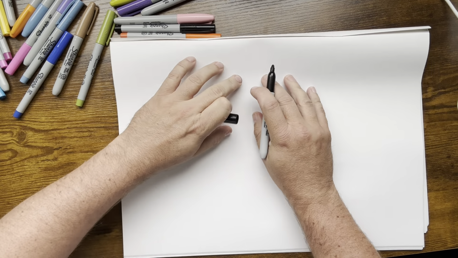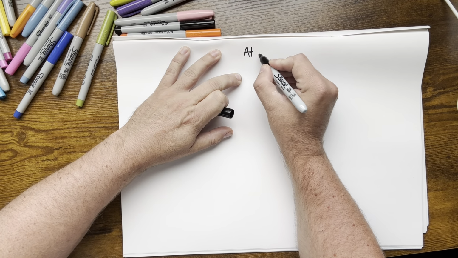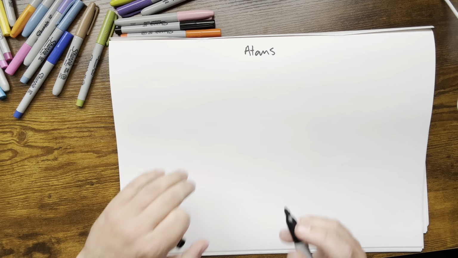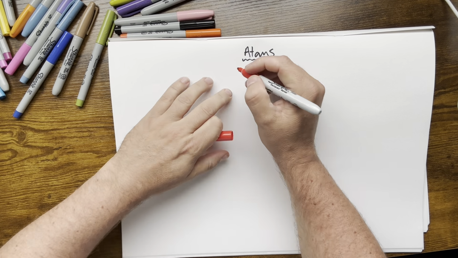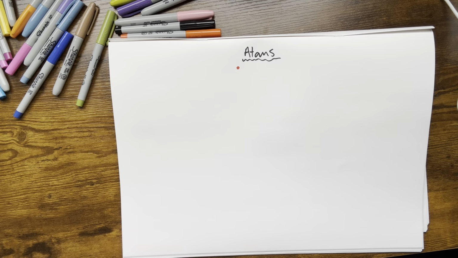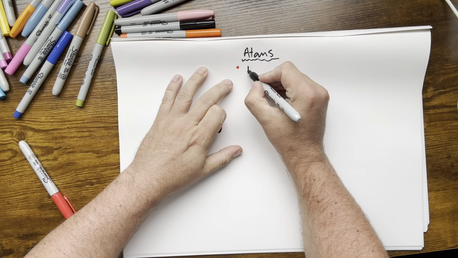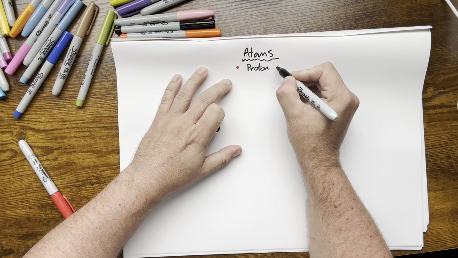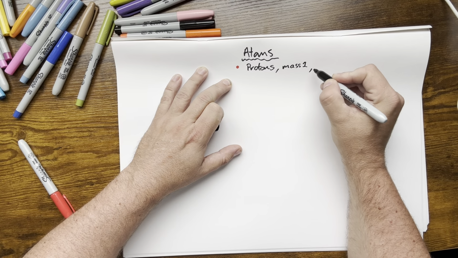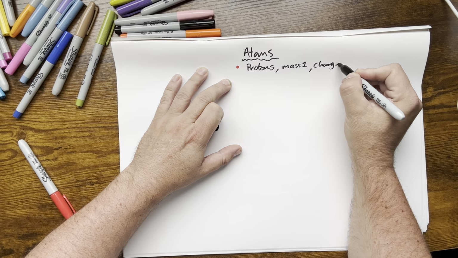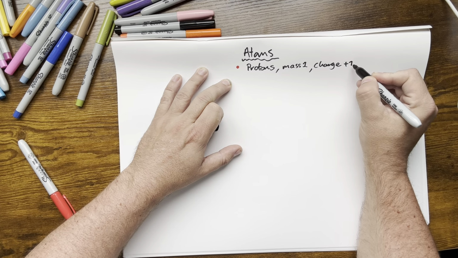So first of all, we do need to go over slightly how atoms are structured. So let's talk about this for a moment. Atoms are made of subatomic particles. They're made up of smaller particles. They're made of protons, these have a mass of 1 and they have a charge of +1.